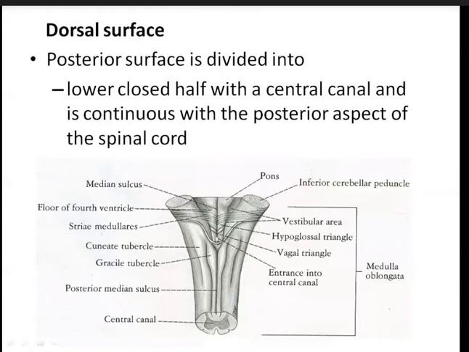So move on to the dorsal surface of the medulla oblongata. The dorsal surface of the medulla oblongata is divided into a lower closed half and an upper open half. Here we can see the upper open half just below the stria medullaris, and this is the lower closed half, which is the continuation of the spinal cord. The lower closed part is continuous with the posterior aspect of the spinal cord.